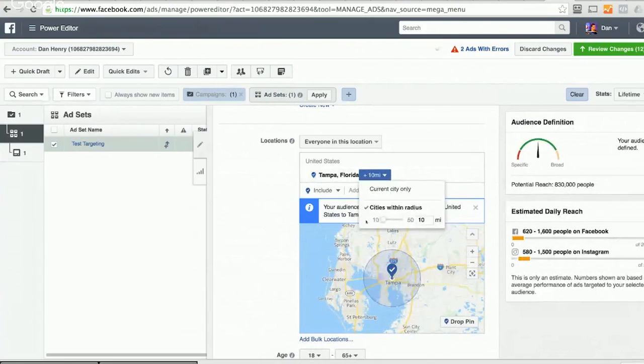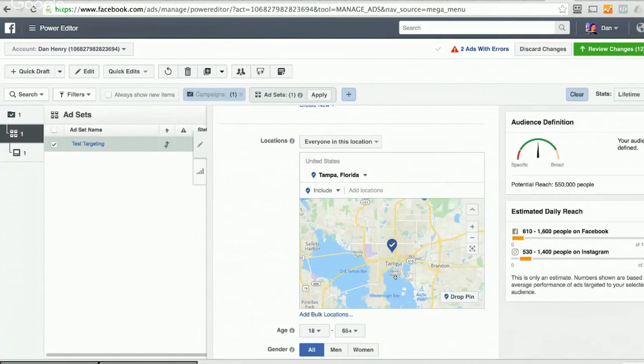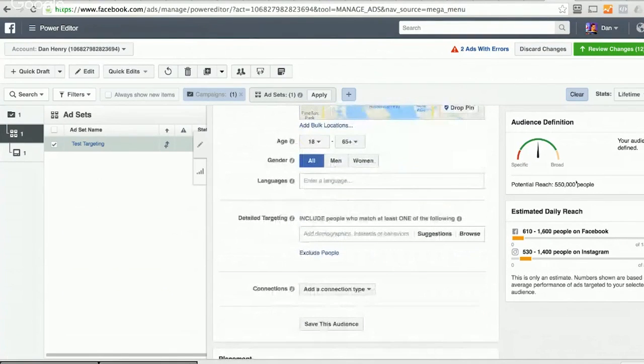Plus, Tampa's big, so can I do 5? No, it only lets you do 10. Okay, so Tampa. All right, I got rid of that. Tampa, Florida. So I'm in Tampa, Florida. You can also do a radius, but I hit current city only. So I'm in Tampa. All right. And what do I got here? I got 550,000 people to work with so far, and that's without splitting into demographics.